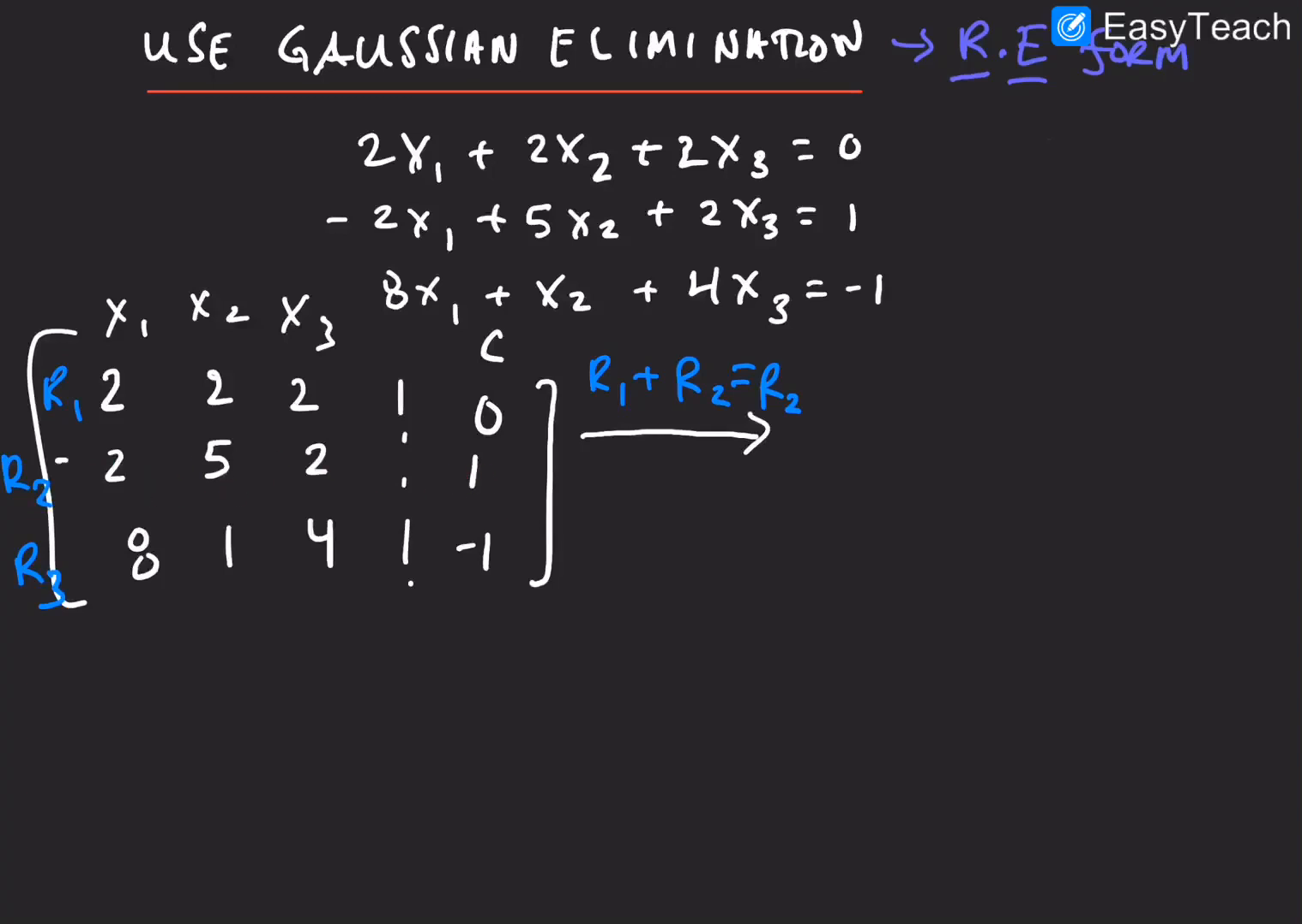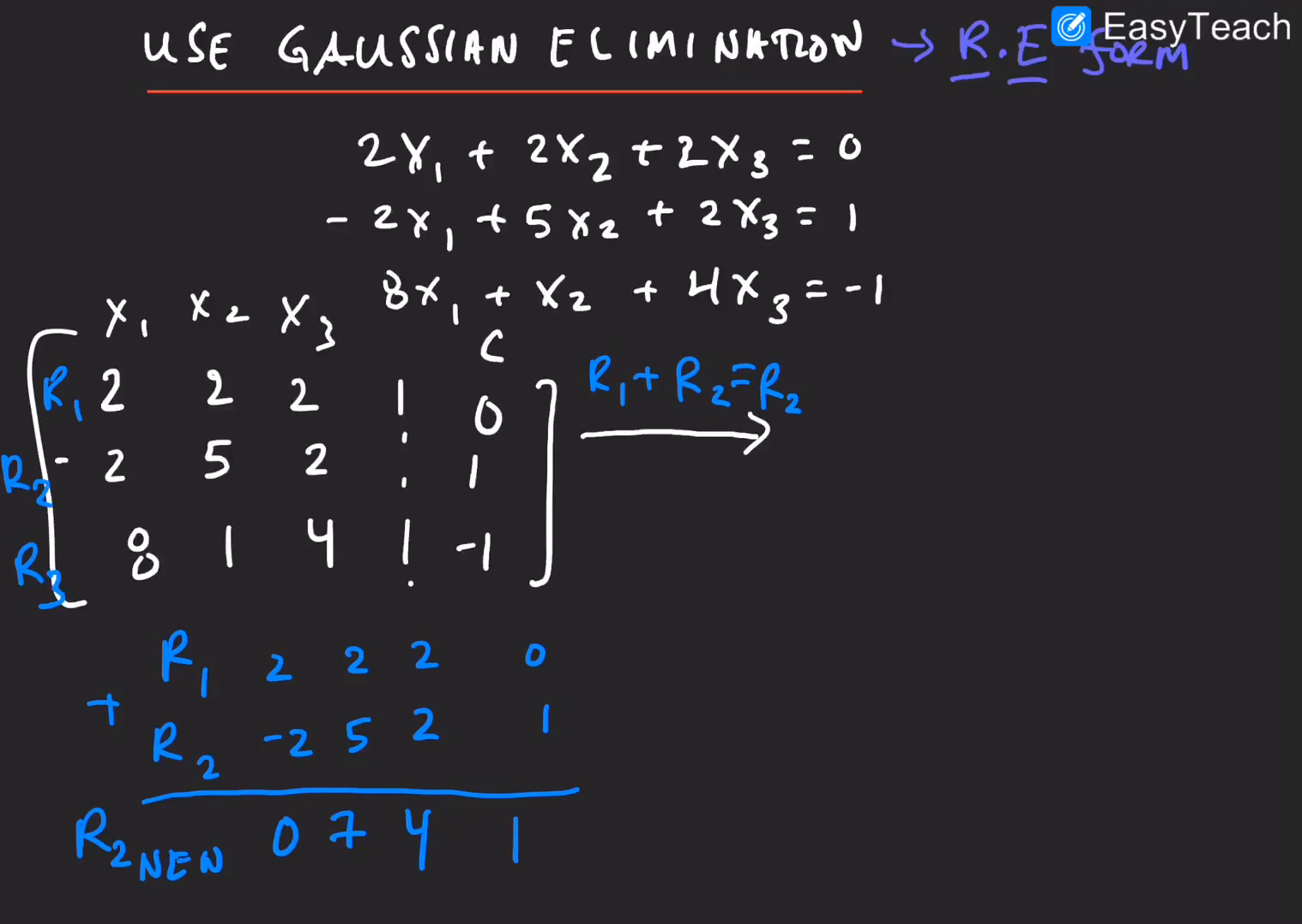Okay, so if you look here, if I do row 1, so that's 2, 2, 2, 0, plus R2, which is negative 2, 5, 2, 1. The sum of that will be a new R2. So let's just compute that. So we have 2 plus negative 2, which is 0. We have 2 plus 5, which is 7. 2 plus 2, which is 4, and 0 plus 1 is 1. So that will be our new row 2.